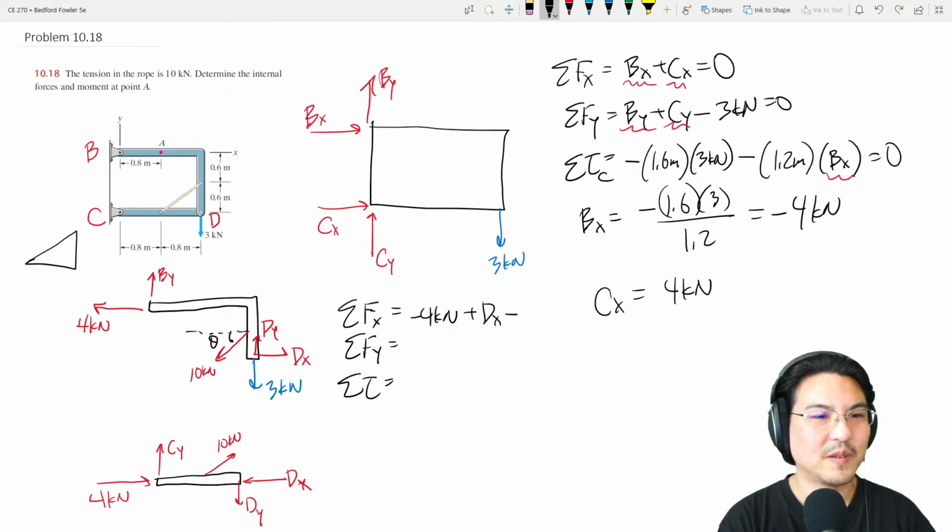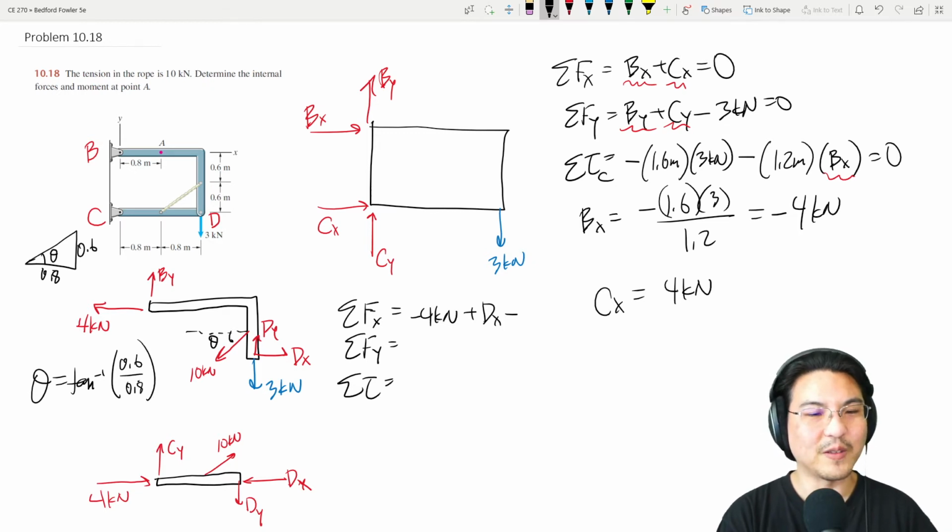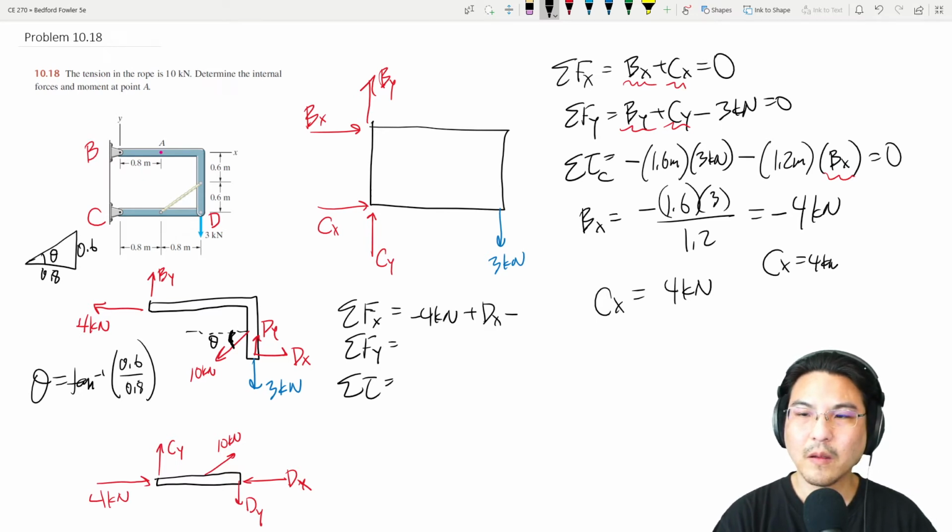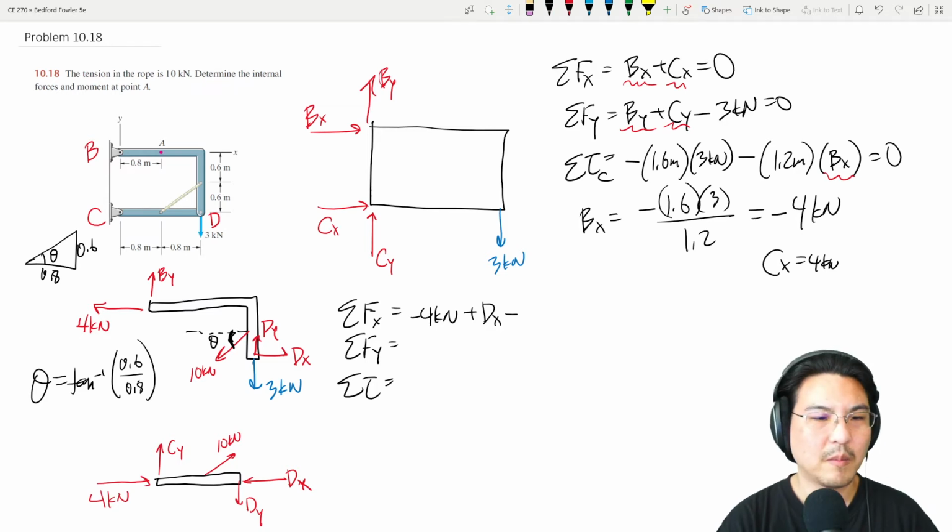This triangle. Okay, so if I call this theta here, this is 0.6 and this is 0.8. So tangent theta is opposite over adjacent. All right, so then arctangent of that gives you the angle. Just punch it in the calculator. So now we know the angle right here, which is right here. Okay, so then this would be minus 10 kilonewtons cosine theta.